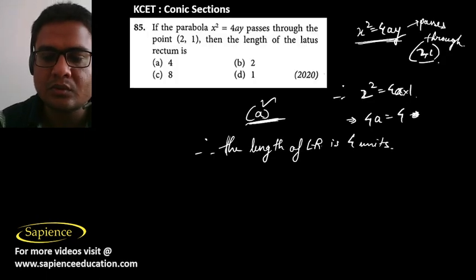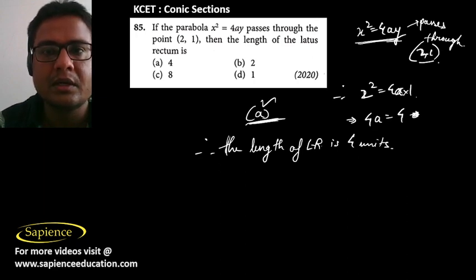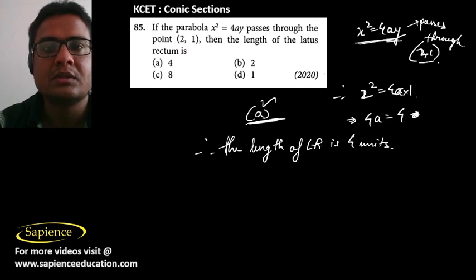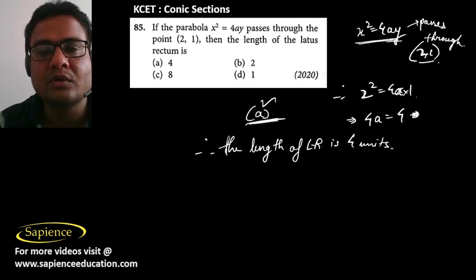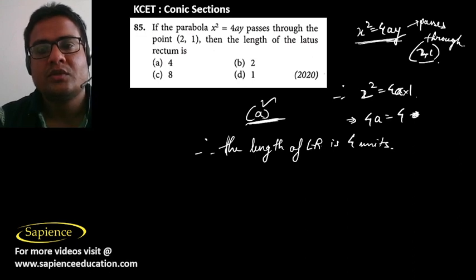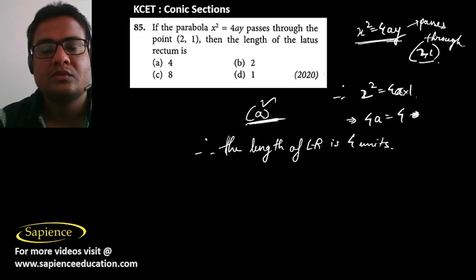So here we shall end our classes on conic sections. All the questions on conic sections have been completed in this final part of this chapter. Hope you have understood the solutions of all these 85 questions, and if you have not understood any of the steps of these solutions, then please write to us in the comments section. We shall clarify them in the subsequent videos.